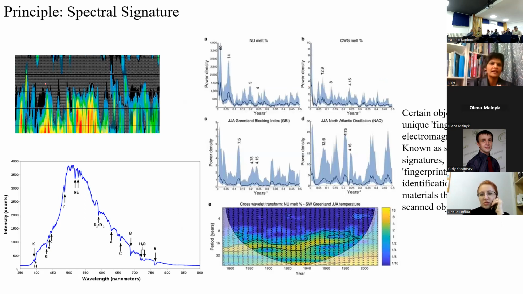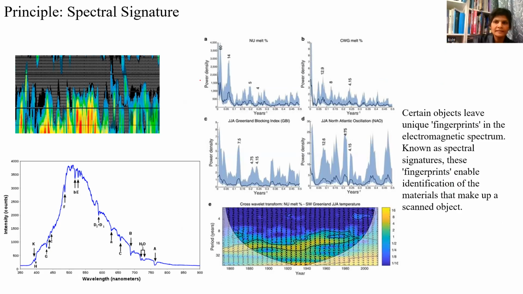Now we get into the principle of how hyperspectral spectrometry works. How it works is simply that every object that we have has got a certain kind of characteristic across the spectrum.